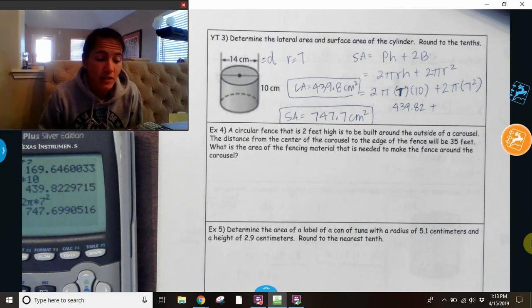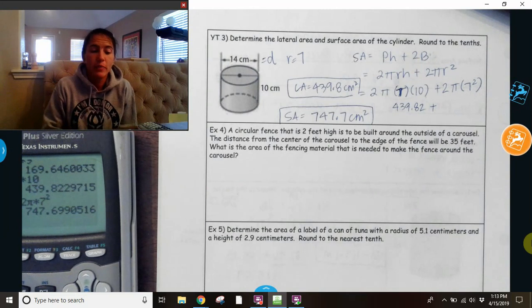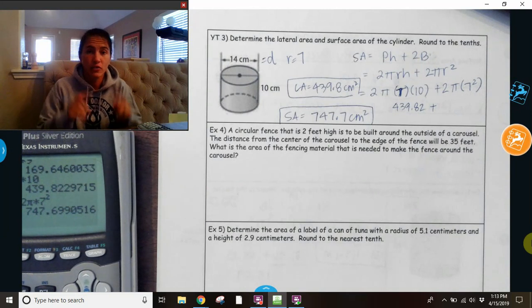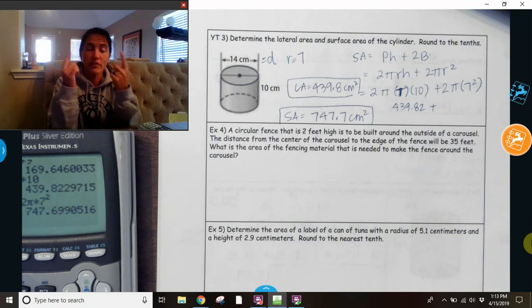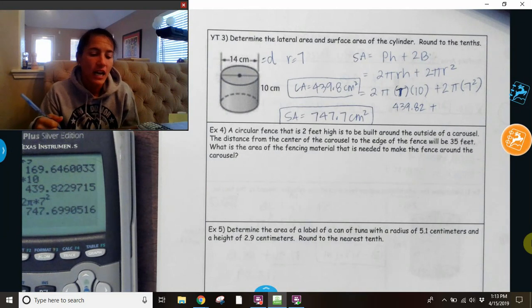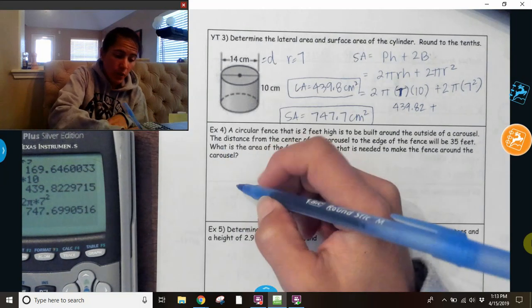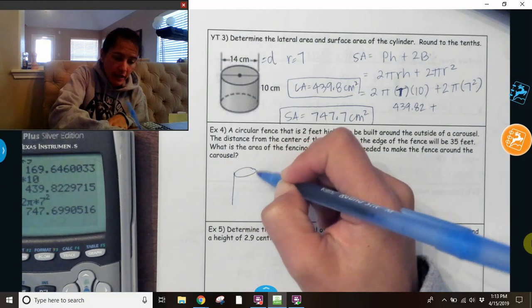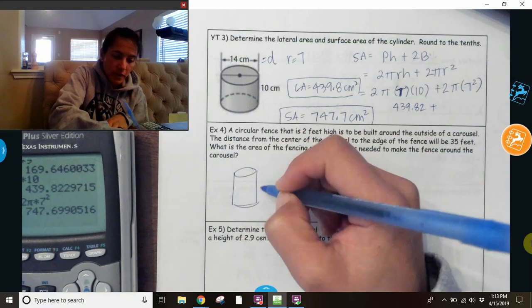A circular fence that is 2 feet high is to be built around the outside of a carousel. So we're talking about a circle, kind of like a cylinder shape, a fence that's 2 feet high. The distance from the center of the carousel to the edge of the fence will be 35 feet. So we have a cylinder type fence.